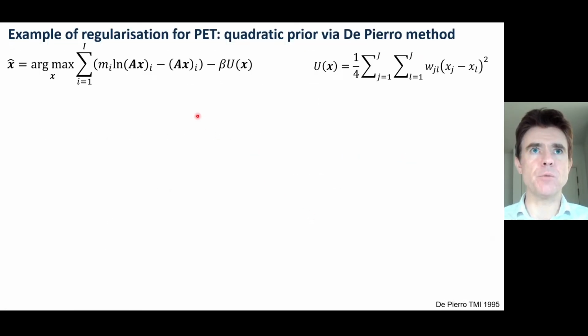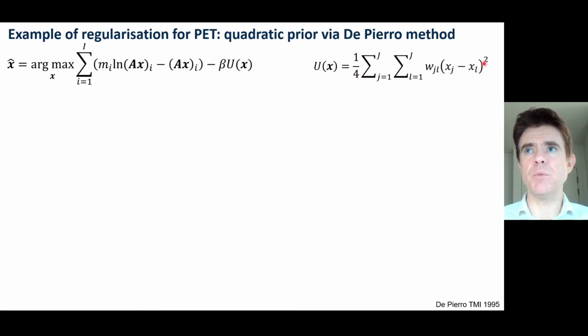So this again at the top left is the Poisson log likelihood, but now with a penalty term. This is our prior, which penalizes images which we regard as not being very probable. So noisy images will give a large value of this energy term U. So U of X is basically a measure of image noise, if you like.